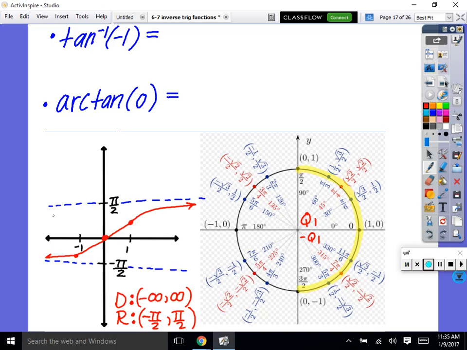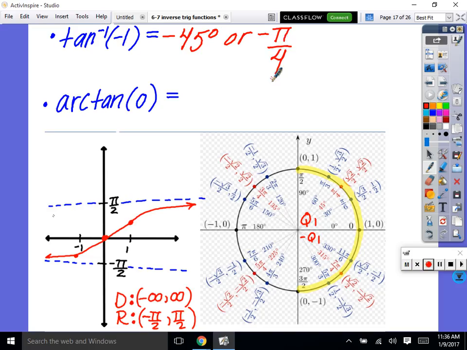Okay, tangent inverse of negative 1. So that means what's the angle where our tangent will be negative 1? Just remember, here's positive 1, so it'll be negative pi over 4, right? Negative 45 degrees. Does that make sense? Our outputs can be that, but you've got to name it right. You've got to say it right. It's not 7 pi over 4, it's negative pi over 4. Does that make sense, everybody? Good question. So negative 45 degrees or negative pi over 4.